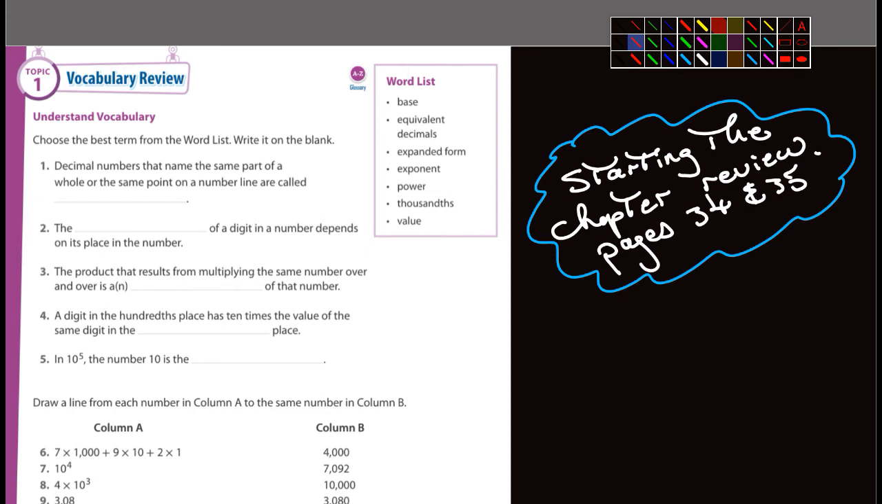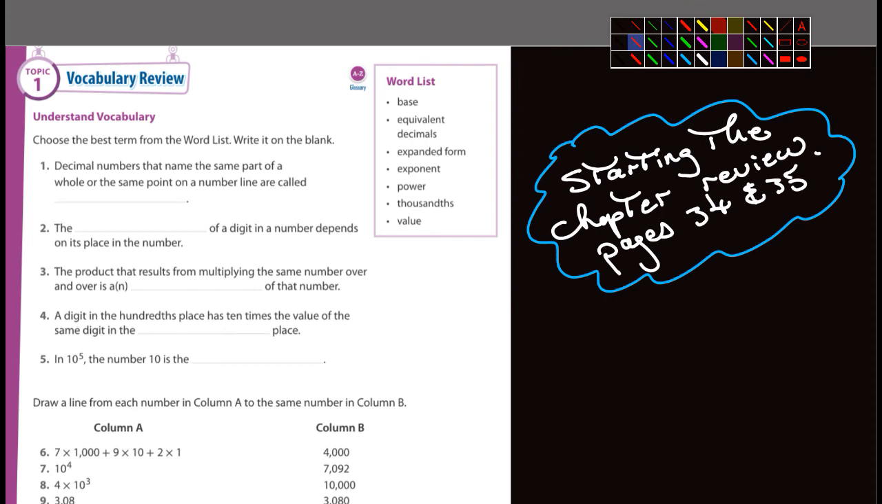So the very first page is vocabulary review, and it says choose the best term from the word list and write it on the blank. Well, this is the word list they're talking about here. So one of those words will simply fit in the blanks. And so I'll do number one for you guys here.